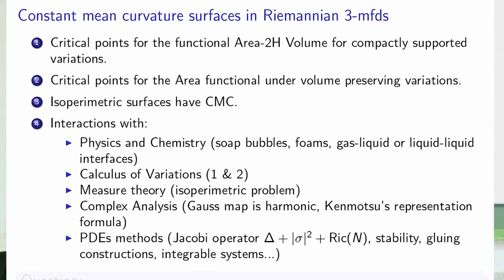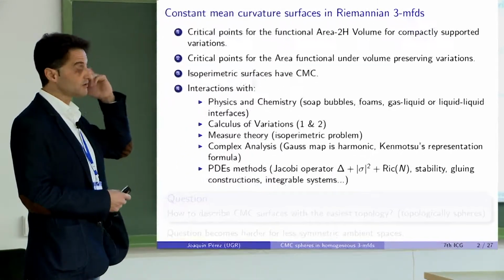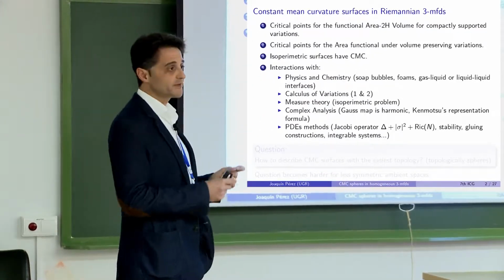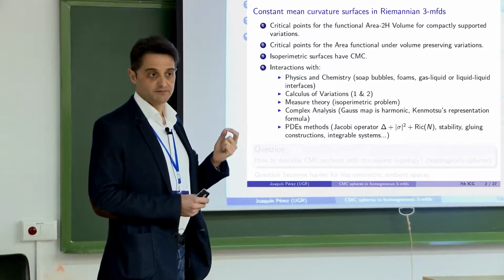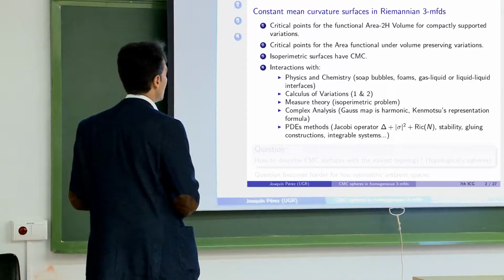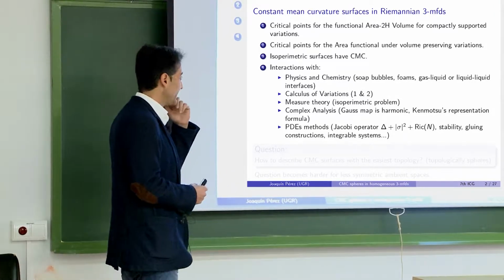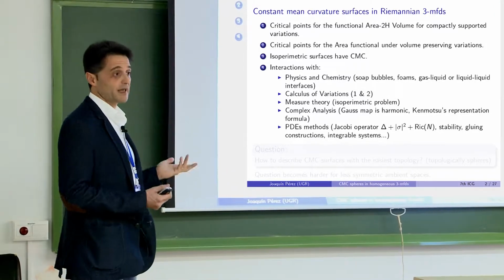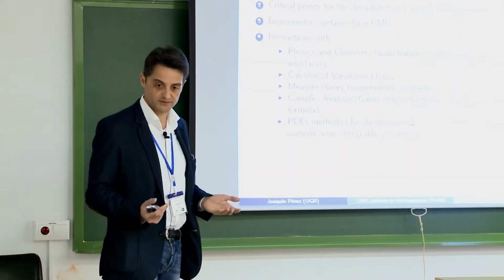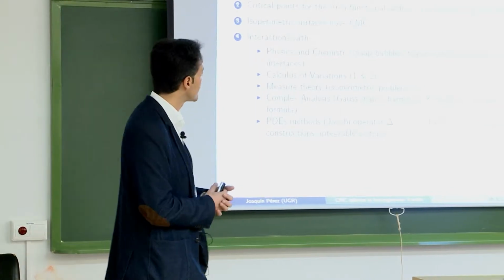Okay? If you want to get rid of h and also the volume part of the functional, then you can just consider volume-preserving variations or infinitesimally preserving the volume. And for those variations, critical points of the area functional are CMC. CMC are constant mean curvature surfaces. Okay? But I don't prescribe h now.